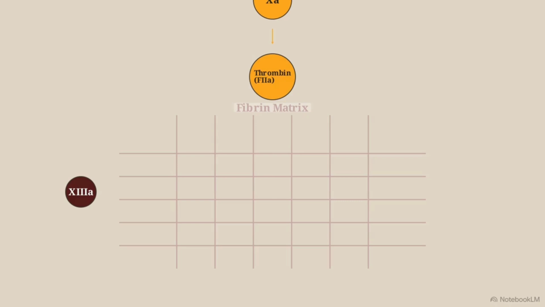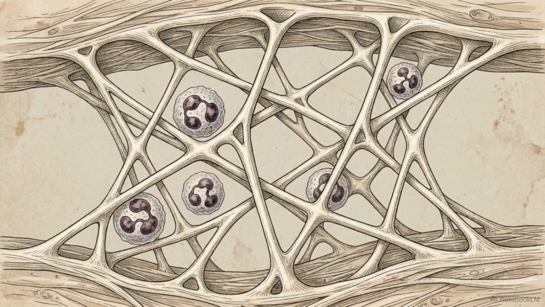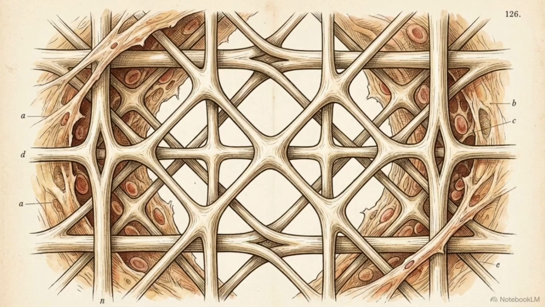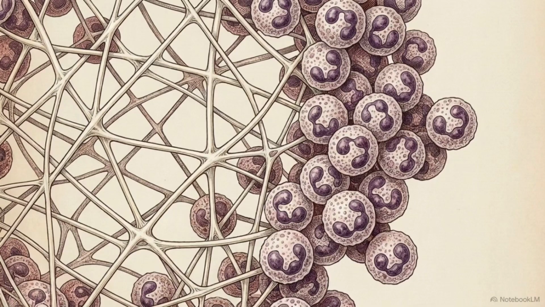To stabilize this fragile matrix, factor 13 performs the crucial step of cross-linking the newly generated fibrin threads into a rigid geometric grid. This resulting blood clot acts as a temporary physical seal, preventing immediate blood loss. The stabilized platelet and fibrin clot provide the mandatory physical scaffold required for all subsequent cellular infiltration. Without this exact fibrin blueprint, the next phase of healing cannot begin.